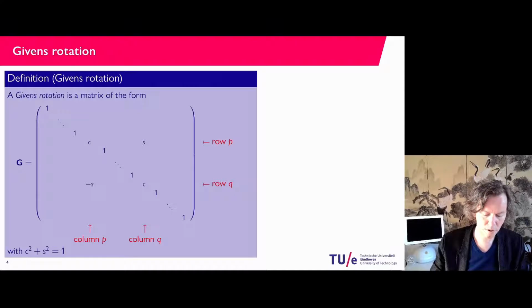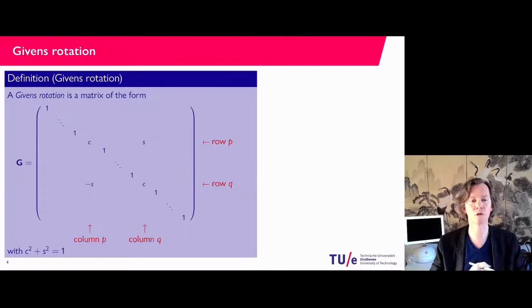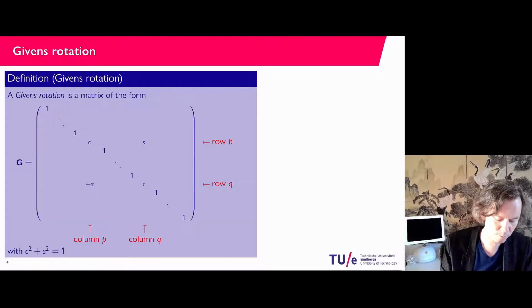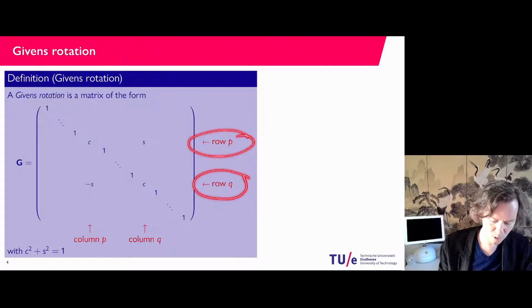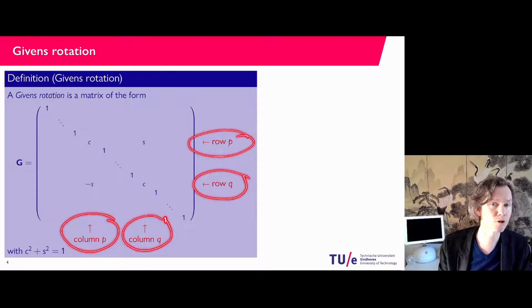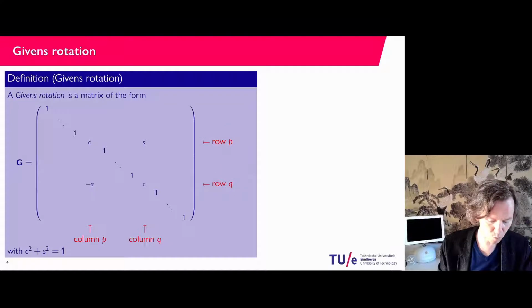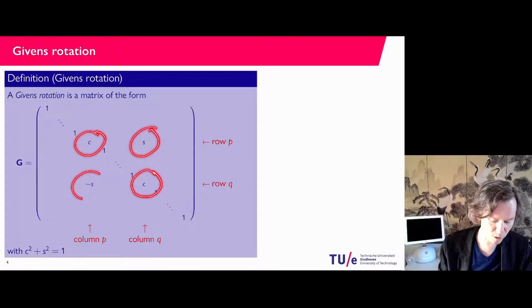If you see the definition here, it's an n times n matrix. It is mostly the identity matrix, because it has zeros, I didn't write them. It's mostly ones on the main diagonal, but there is one row p and one row q. And then at column p and column q, the entries are a little bit different. On the main diagonal, we have c. And then off diagonal, we have s, and we have minus s.